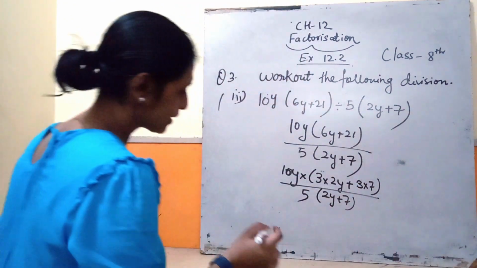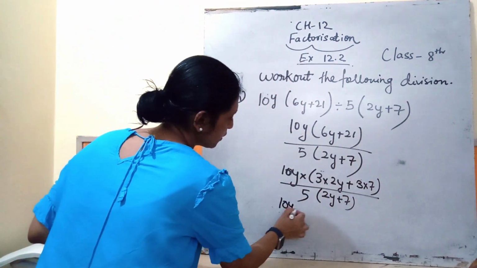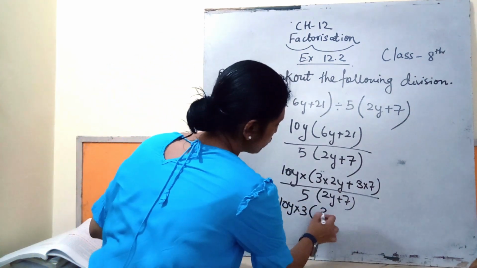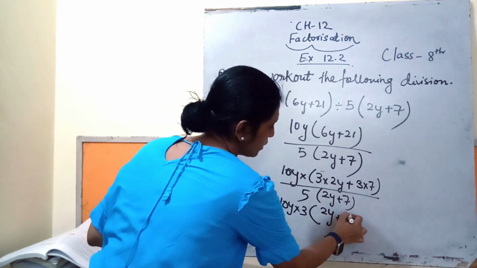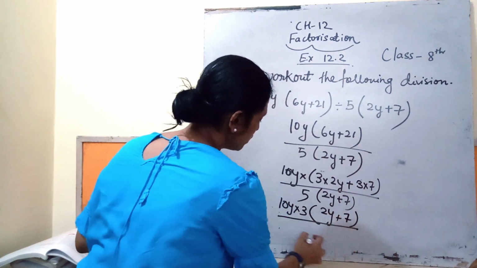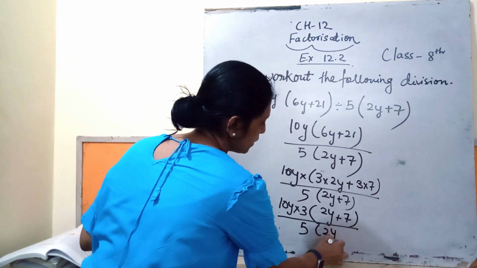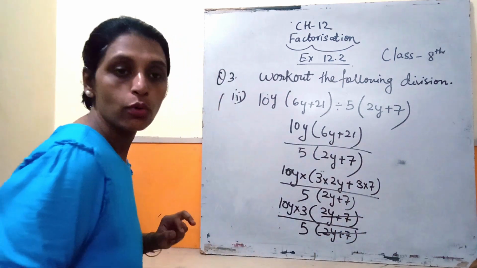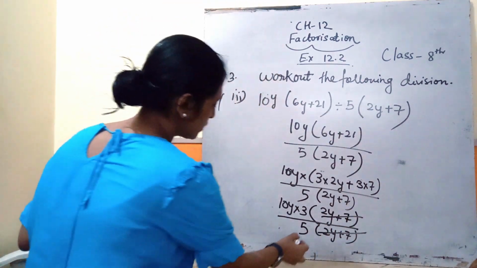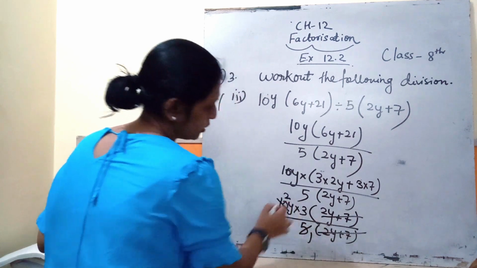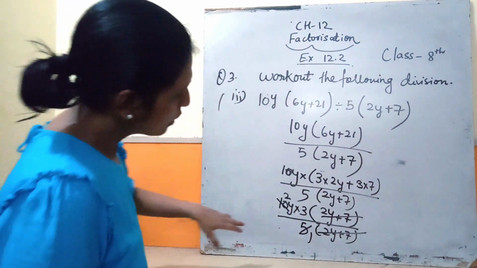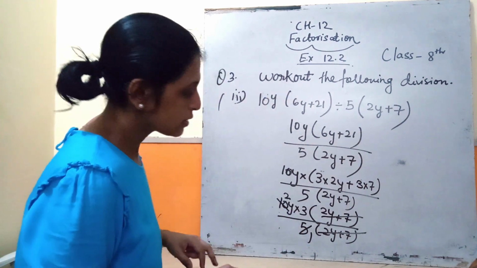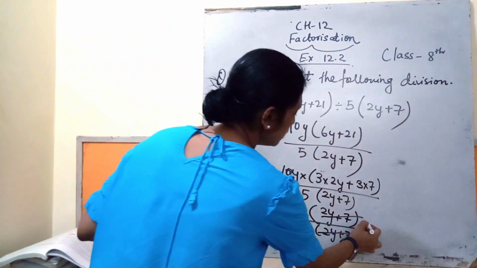Now 3 is common to both the terms of this algebraic expression, so 3 can be taken as common. Then we are left with 2y in the first term and 7 in the second term, upon 5(2y plus 7). Now 2y plus 7 and 2y plus 7 will get cancelled, and 5 ones are 5, 5 twos are 10, and 3 twos are 6y. So the result is 6y.